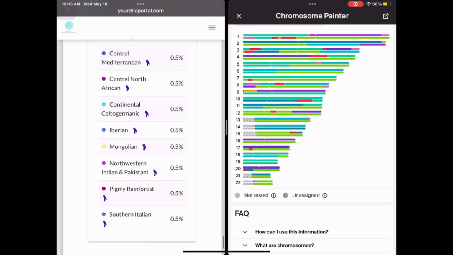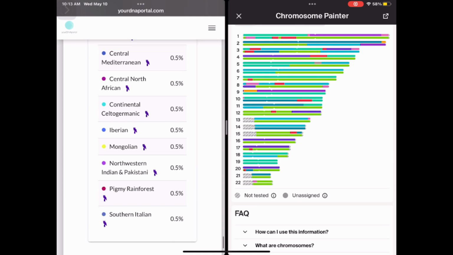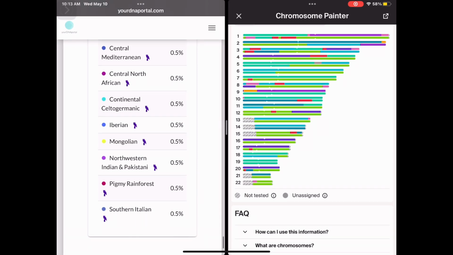In-depth origins under chromosome 22 include at 0.5% Central Mediterranean, Central North African, Continental Celto-Germanic, Iberian, Mongolian, Northwestern Indian and Pakistani, Pygmy Rainforest, and Southern Italian.